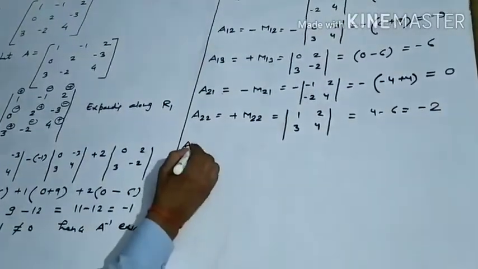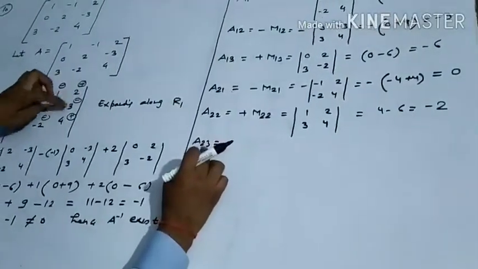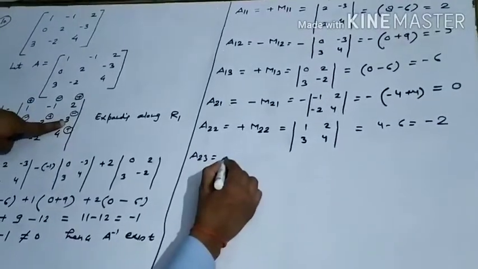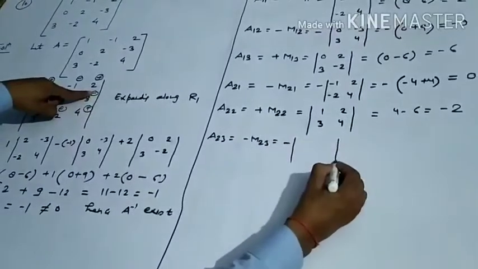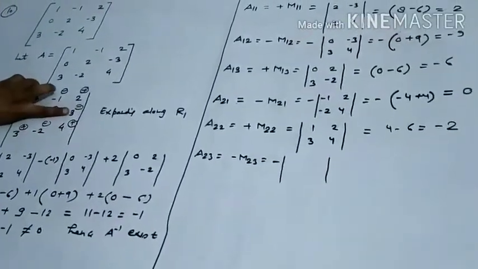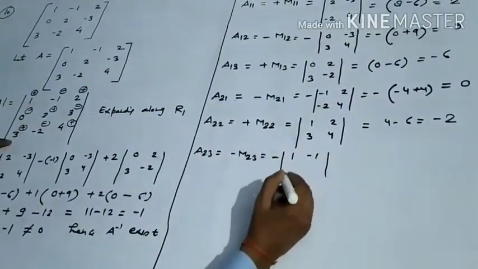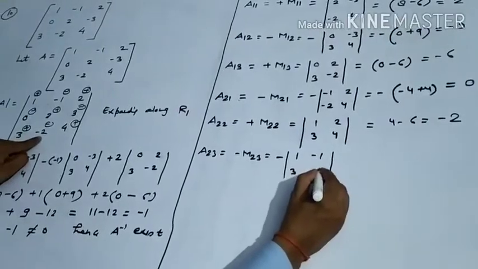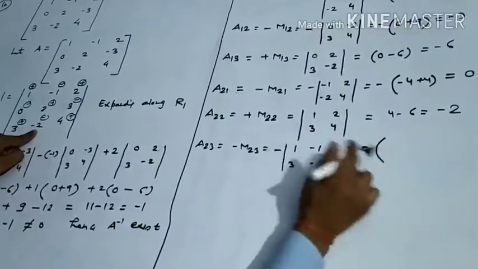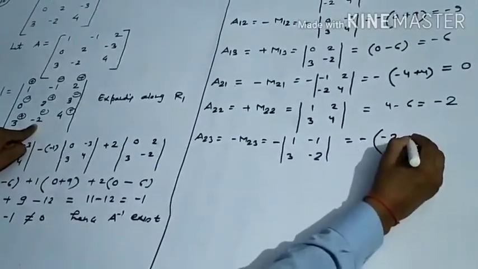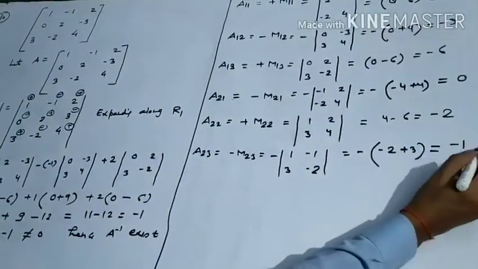Now A23, this is the cofactor of the element of the second row and third column. This is the second row, means minus 3. So this is equal to minus sign and then M23, or this is equal to minus the subdeterminant after leaving the second row and third column. So what is the remaining? 1 minus 1, here this is the 3 and then this is the minus 2. So this is equal to minus, and then here minus 2 and then plus 3, this is equal to minus 1.